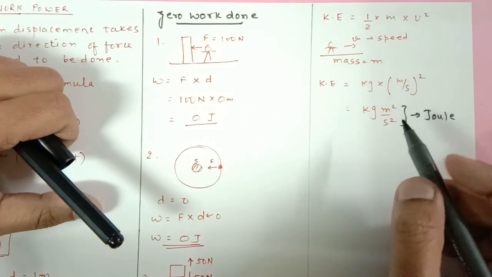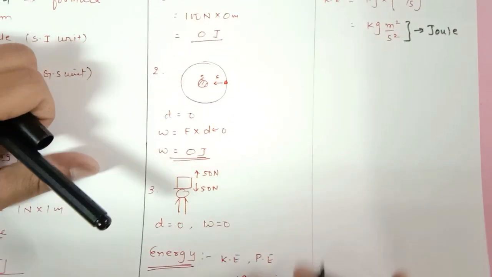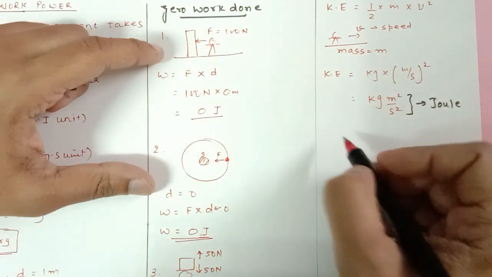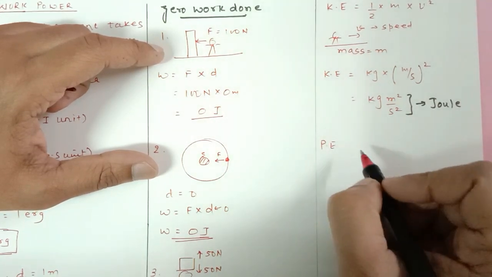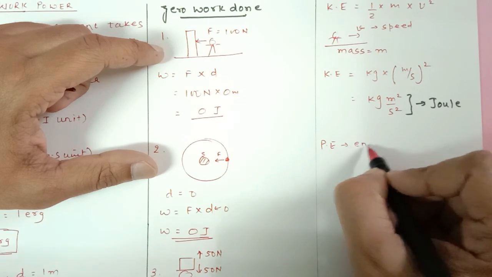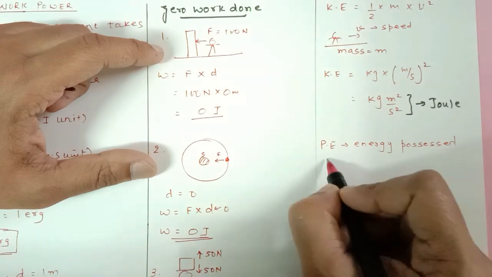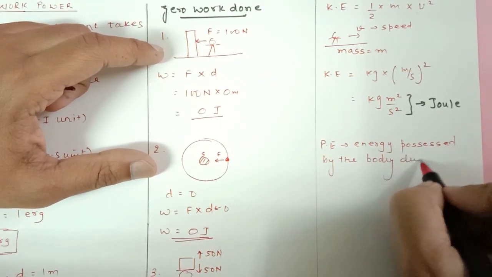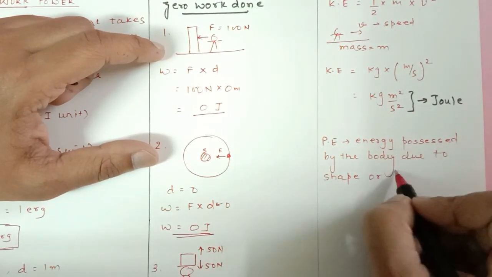So if you see this carefully, then this is also joule, the SI unit of energy, and the SI unit of work is also joule, right? So work and energy share the same units. In the same way, if I talk about potential energy, represented by PE, that is the energy due to shape or position.